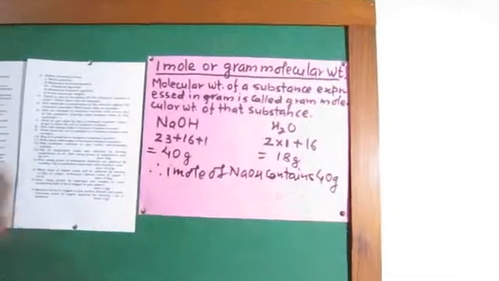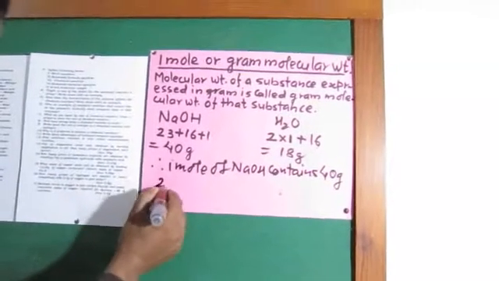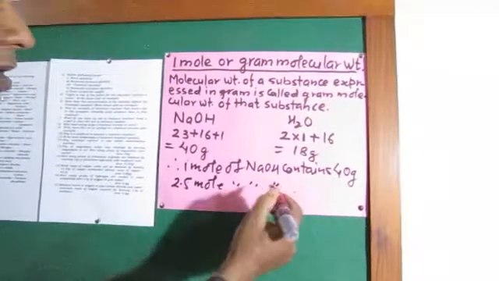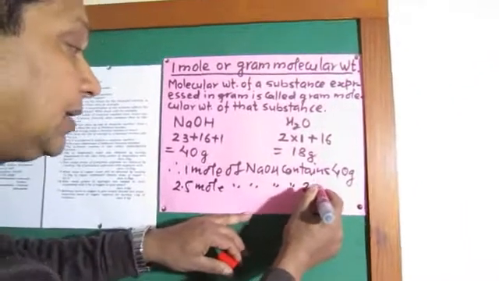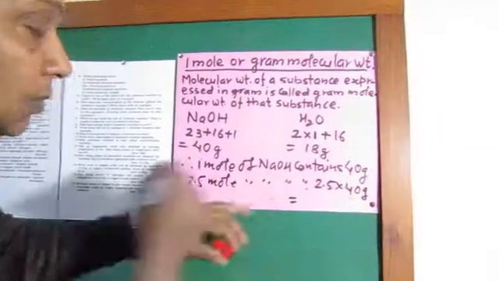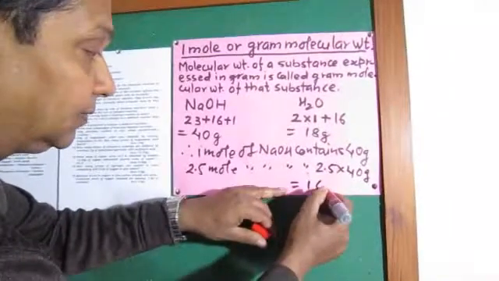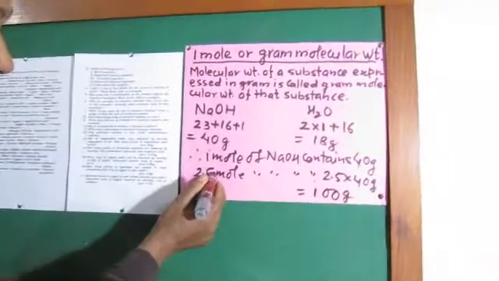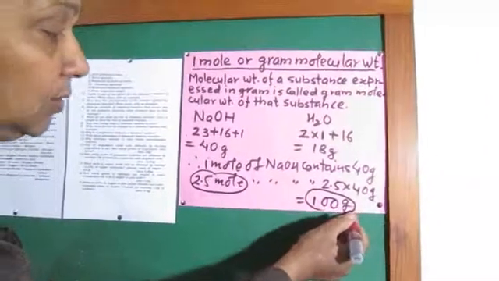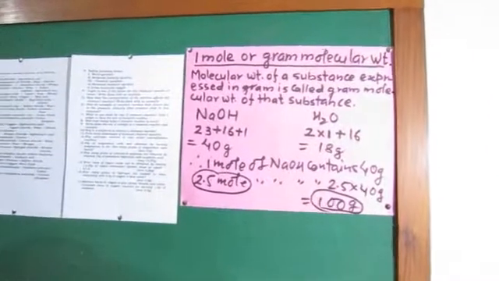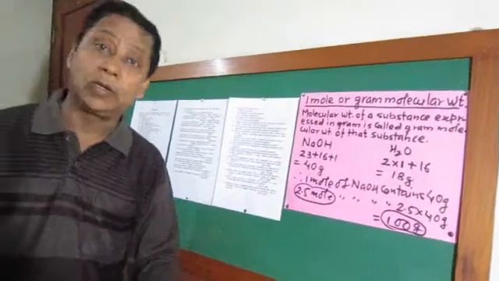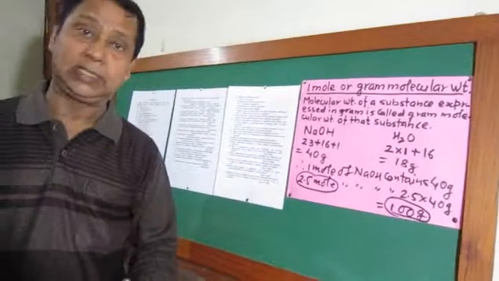If 1 mole of NaOH contains 40 gram, then 2.5 mole of sodium hydroxide contains how much? 2.5 into 40 gram. This is equal to 40 multiplied by 2.5, which becomes 100. It means 2.5 mole of sodium hydroxide contains 100 gram of sodium hydroxide. In this way, we can solve numerical problems related to gram molecular weight or mole of any substance.